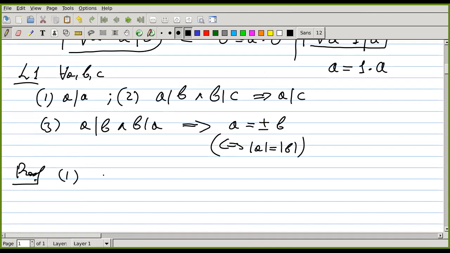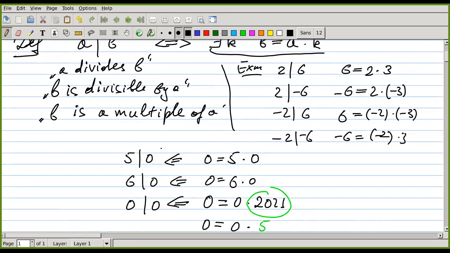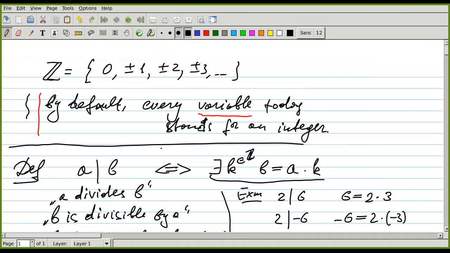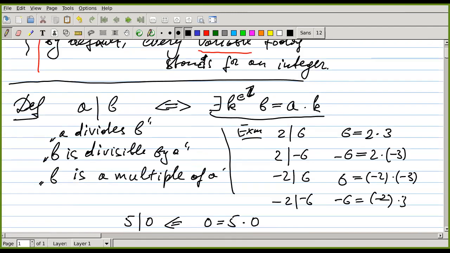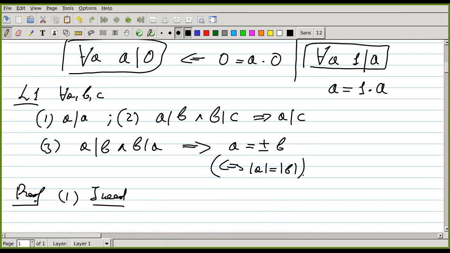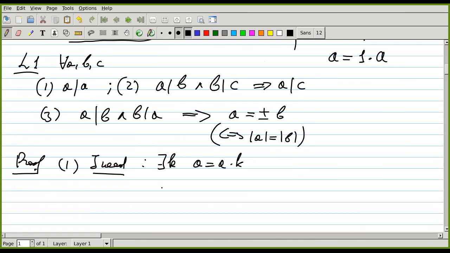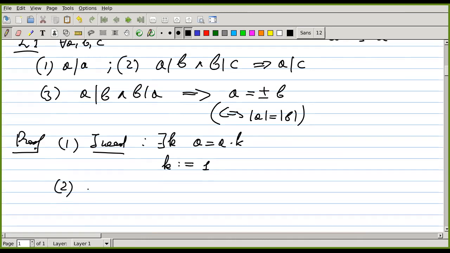For the first one, what do I need? I need to prove that every number is divisible by itself. So let's recall the definition. A must be equal to A multiplied by something. So I want that there exists some k, so that A equals A multiplied by k. Can anybody provide such k? 1. One is enough. So I hope it is clear.